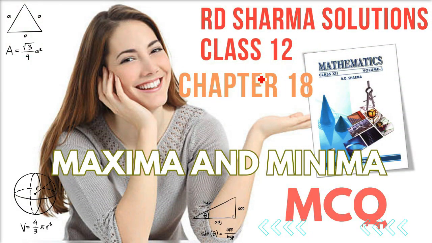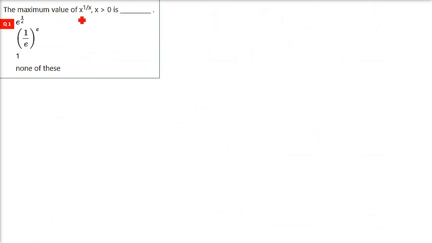This is RD Sharma Solution Class 12 Chapter 18 Maxima and Minima. We are taking the multiple choice questions, that is MCQ. The maximum value of x to the power 1 by x, for x greater than 0, is. Now these are 4 options for us and we have to find out which one is the correct answer.